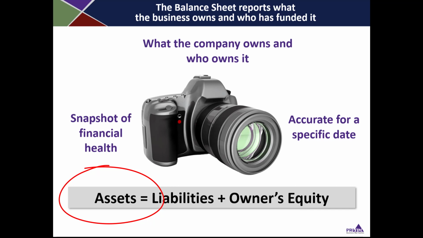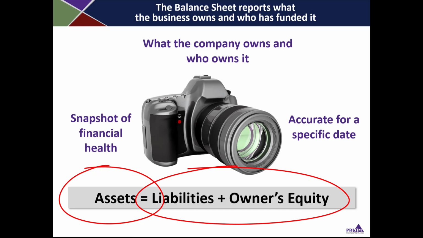Assets are, quote unquote, paid for by credit that's been extended to the company from lenders or suppliers. Those would be liabilities, or by the owners themselves, and that would be stockholders' equity. So assets have to equal liabilities plus owner's equity, just by logic.